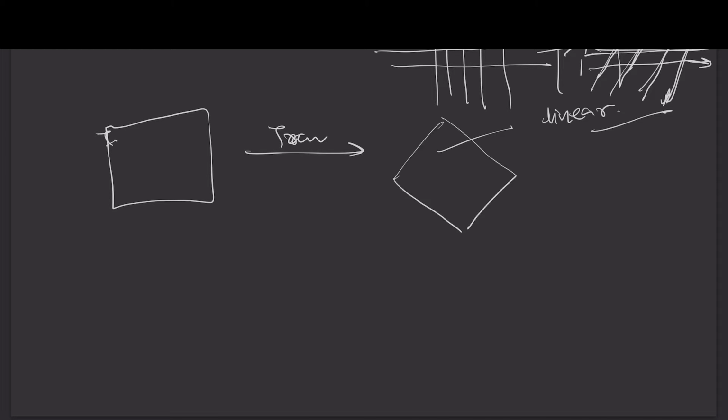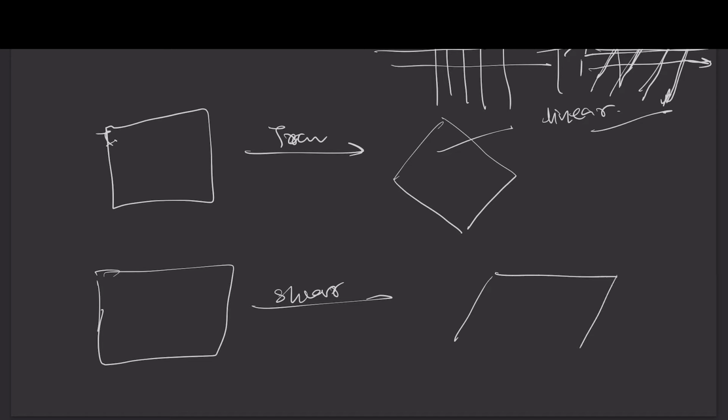There are many applications of linear transformation. For example, in computer graphics, images are rotated. If we have an image like this, after applying a transformation, we can rotate it like that. Similarly, we can apply a shear transformation on it, and the image will look something like this.